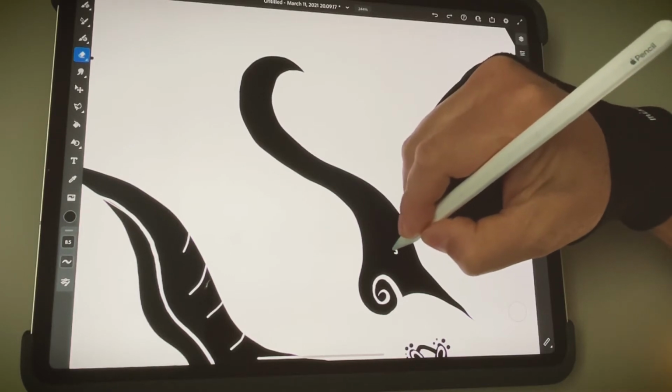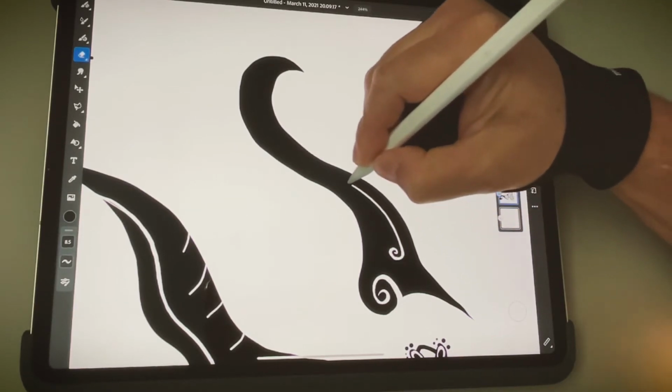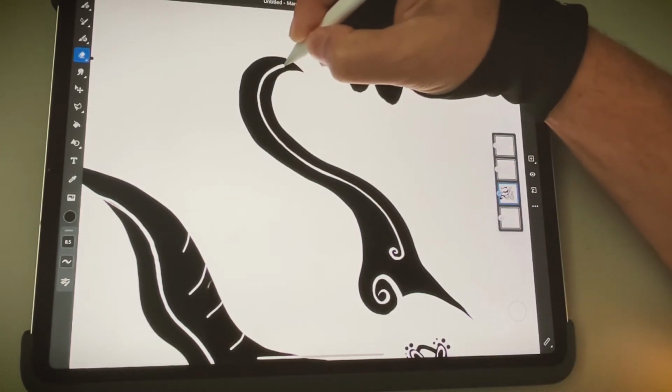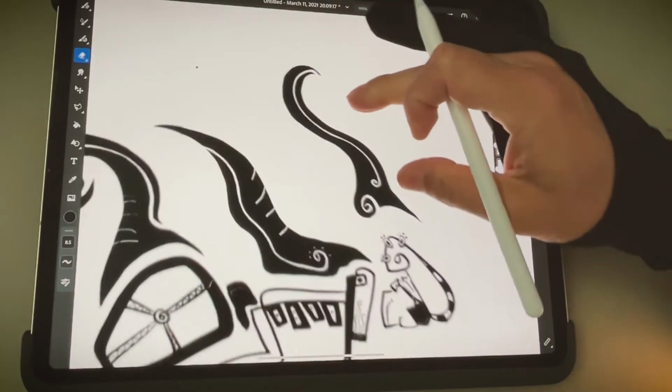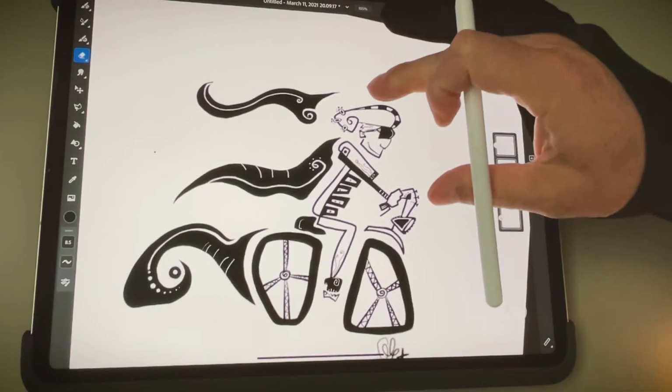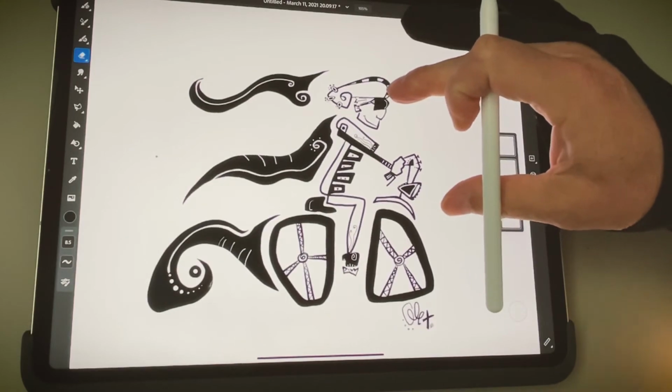We can also create the illusion of movement by drawing lines behind this cyclist and make him look as if he's riding fast.